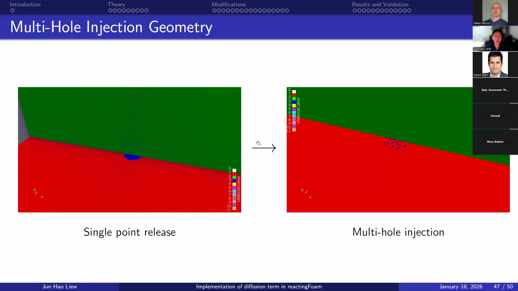So for the multiple hole injection geometry, you recall on the left side we had a single point release before. What I've done here is make multiple holes there, the multiple hole injection, to achieve a more homogeneous flow. To arrive at this, you need to refine the block. The total number of cells, if I recall, is about 850,000 cells. This is because all the little holes there are quite small, so you need a very refined mesh.